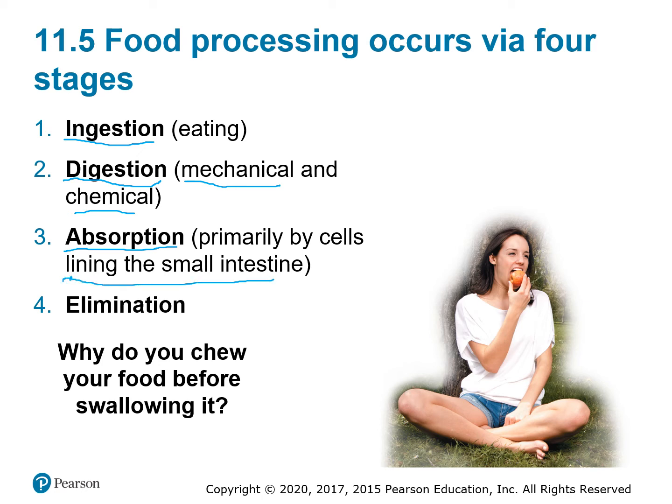Okay, so once food has been digested into smaller chemicals, they can be absorbed in the small intestine, where then they can enter the bloodstream. And then those nutrients can go every place in the body. And then what's left is eliminated. Those materials that are not absorbed, that are not helpful with nutrition, are eliminated. So why do you think you actually chew food before you swallow it?